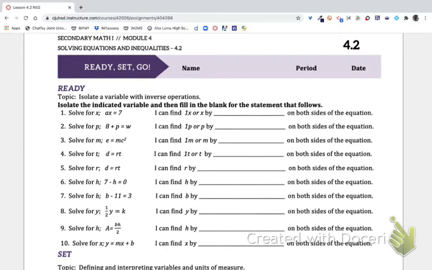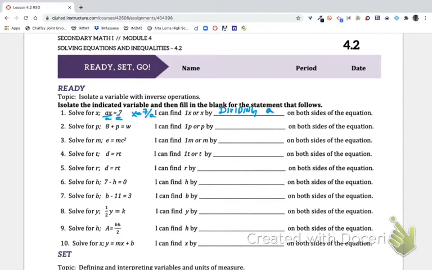So we've got solve for x, ax equals 7. If I wanted to get x isolated, I can find x or 1x by dividing a on both sides of the equation. If I divide a on both sides of the equation, I would have x equals 7 over a.